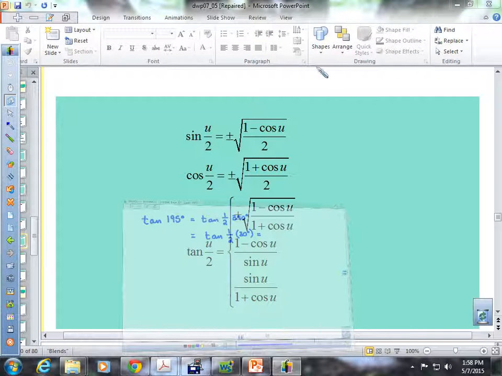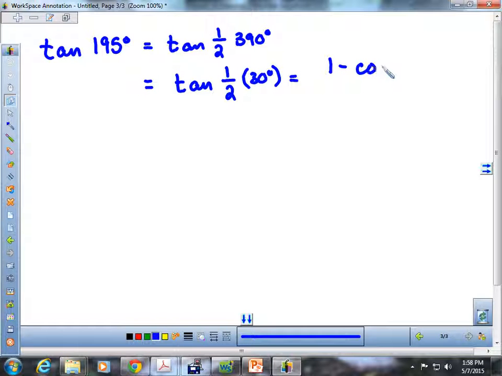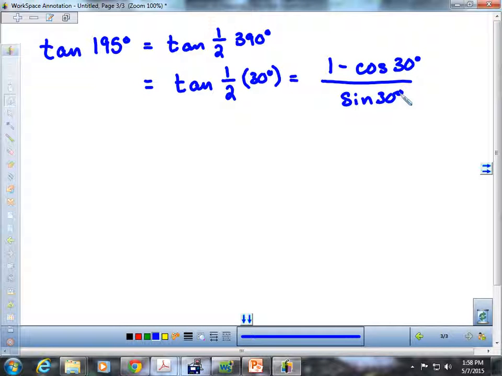So we're going to say that this is equal to 1 minus the cosine of that angle divided by the sine of that angle. Now, what is the angle that we're concerned with for the cosine and sine? The 30. Okay, so the 30 gets plugged into here and here. What is the cosine of a 30-degree angle? Radical 3 over 2. What is the sine of a 30-degree angle? 1/2.